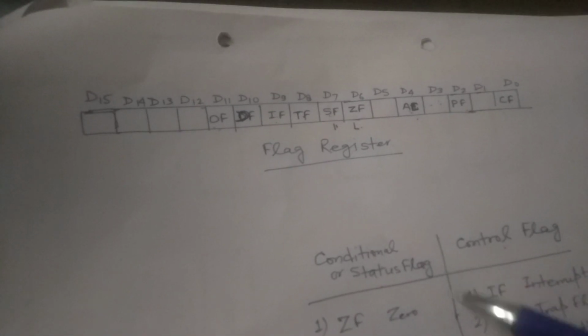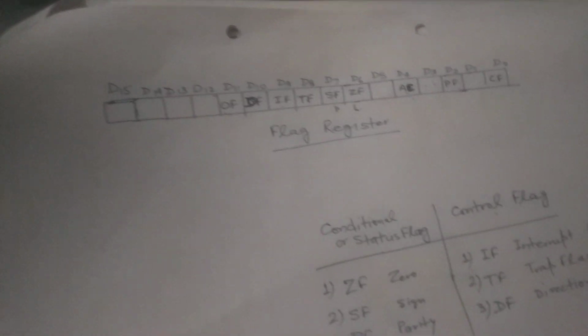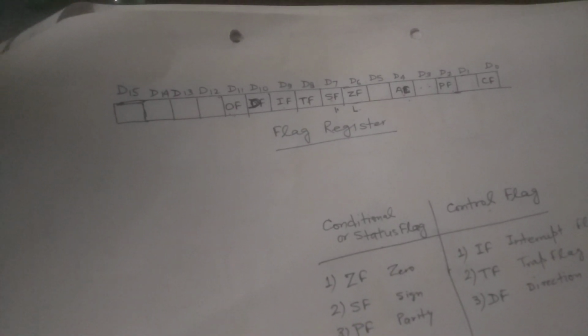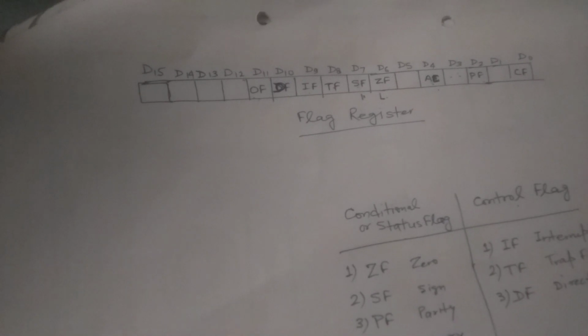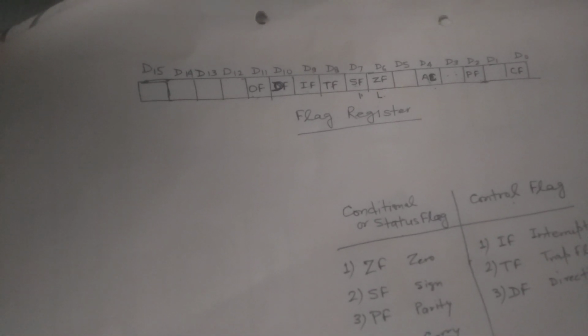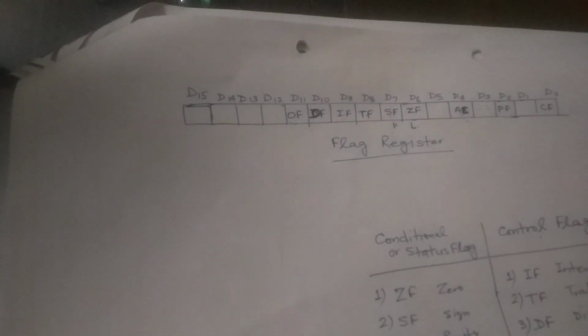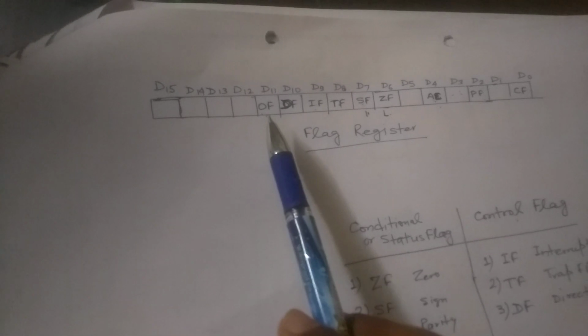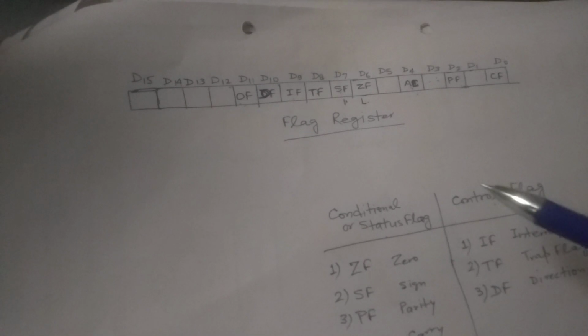The other conditional or status flag is the overflow flag, which is shown at the D11 position. If this is set to 1, then the result of the arithmetic or logic operation exceeds the limit of 8086 registers. It means it cannot be stored in the register of 8086. It is too large to fit. If the number is very large, then the overflow flag will be set to 1, otherwise it will be reset. So these are the conditional flags.